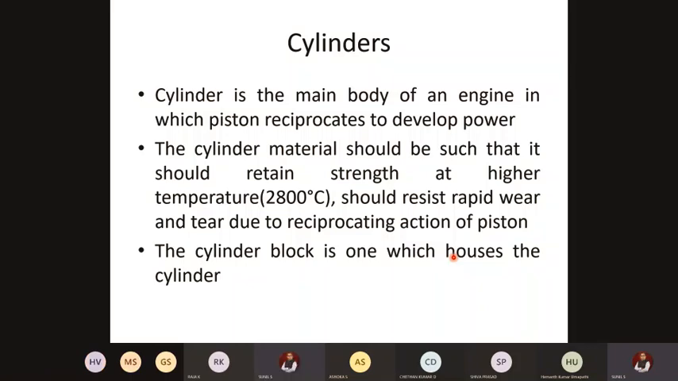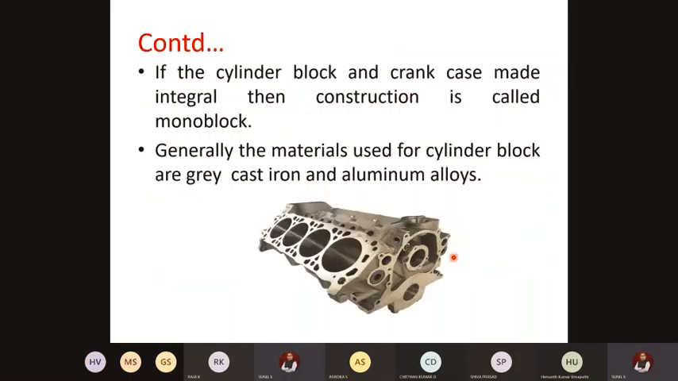So you can see a sketch of a cylinder block. This is called a cylinder block. Inside that there are 4 cylinders. Usually we find 3 or 4 cylinders in cars, and usually in trucks it will be a 6-cylinder engine. This entire assembly is called a cylinder block. Inside the cylinder block there will be a number of cylinders, and for each cylinder there will be one piston arranged.